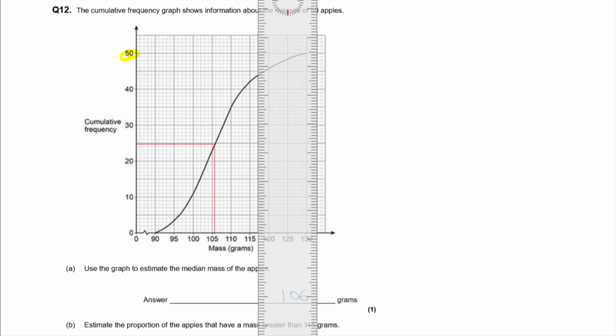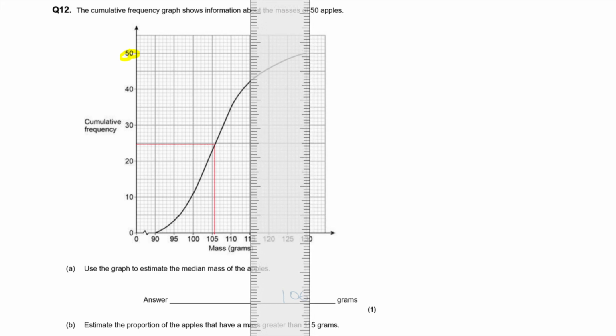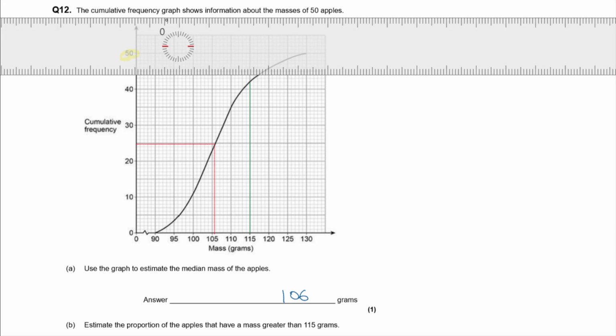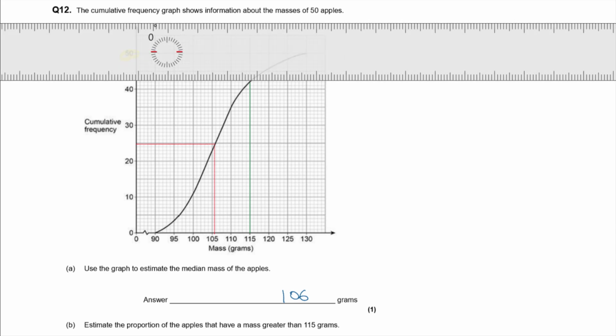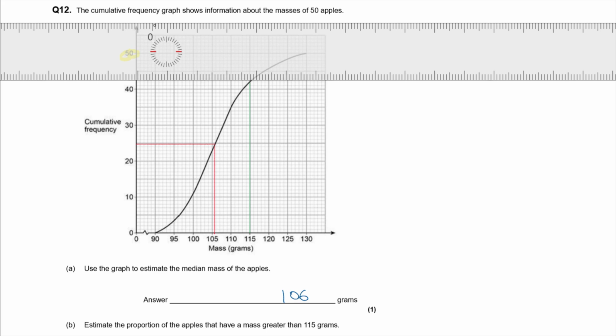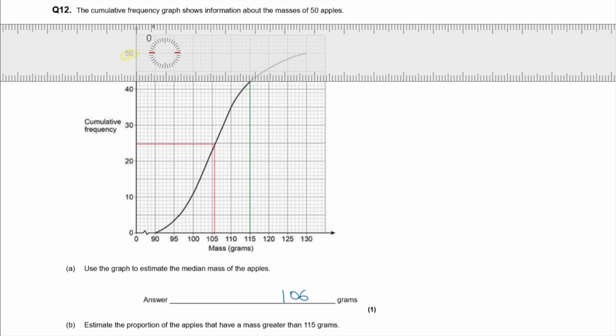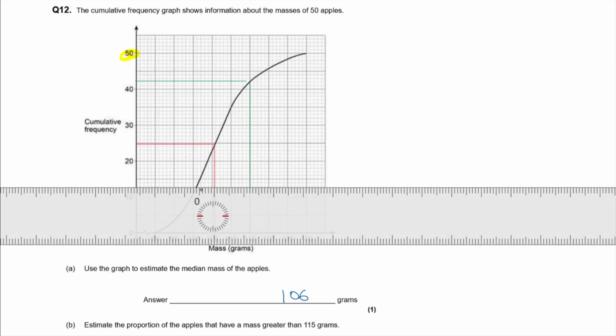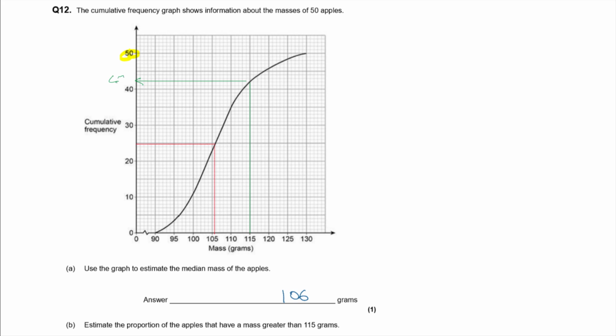Estimate the proportion of apples that have a mass greater than 115 grams. Okay, so this one I'm looking back the other way. I'm going to start at 115 and read up to the cumulative frequency curve and across, and that's going to tell me how many apples had that mass or fewer. That's 2 divisions above 40 on mine, so that's 42 I'm reading off there.